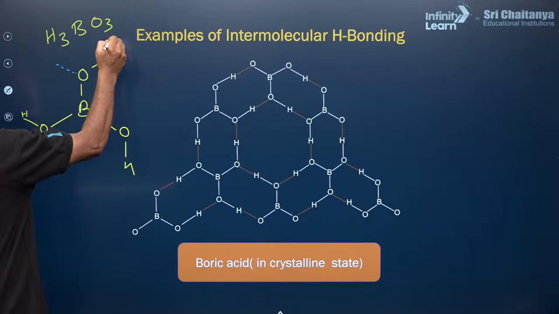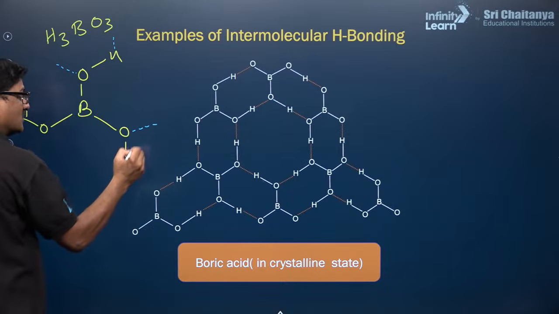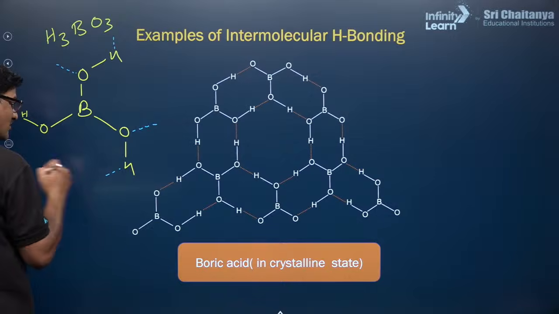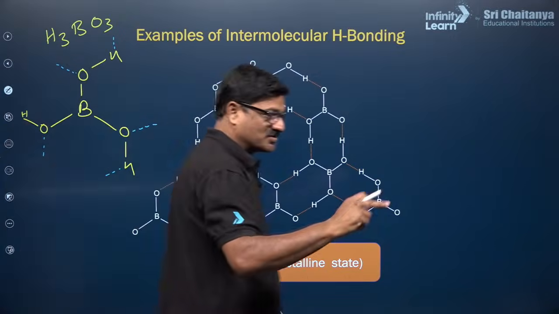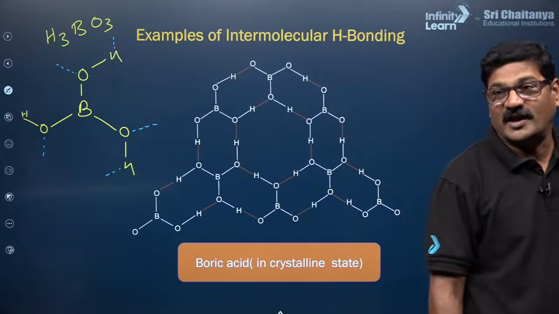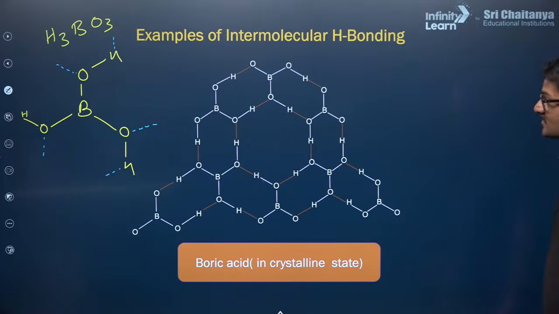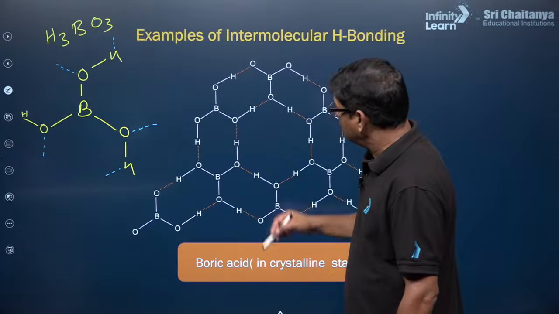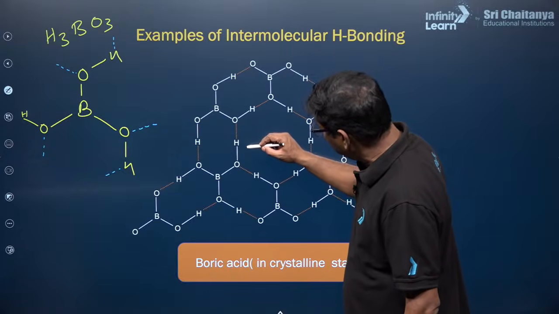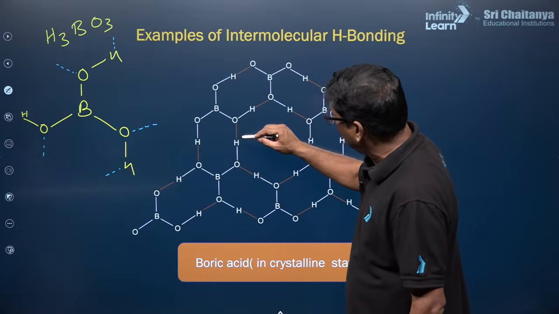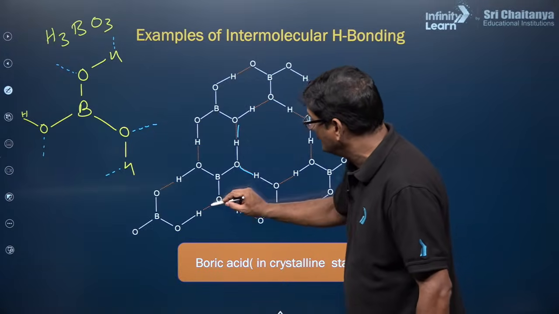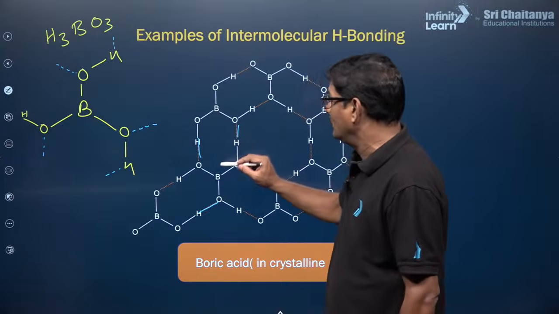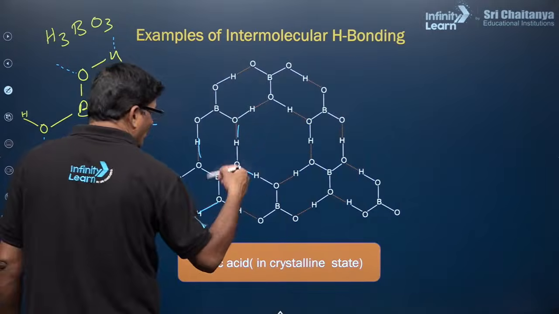So it is going to form a hexagonal sheet-like structure. Yes or no? So the overall structure is like this. In the crystalline state, boric acid exists like this. If you see this, each boric acid is associated with how many hydrogen bonds? 1, 2, 3, 4, 5. You can just count as many.